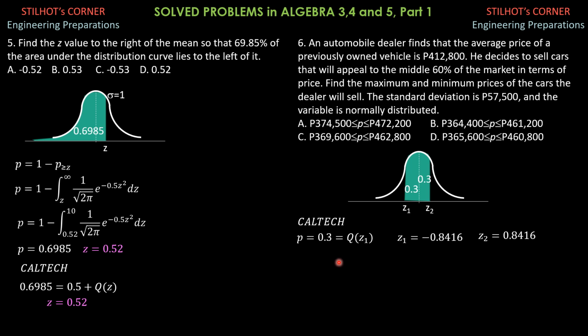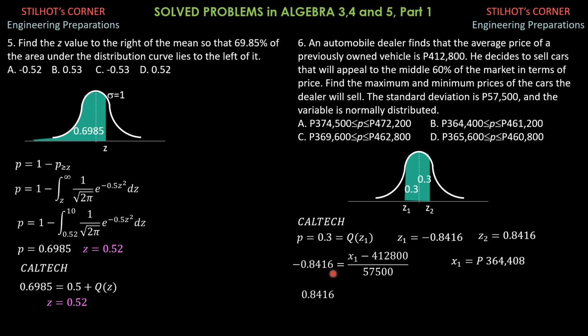Since z-score is the item, the price minus the mean price all over standard deviation, we equate it to that formula. Z-score is equal to the price, which is in this case x1, minus the mean price 412,800 over standard deviation. So solving for x1, the minimum price therefore is equal to 364,408 pesos. So we can round that off to 364,400, of course.